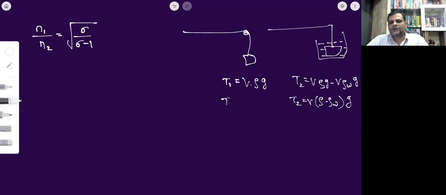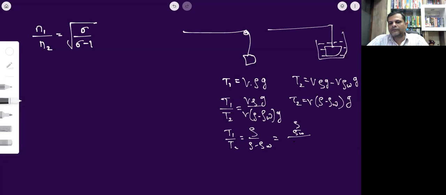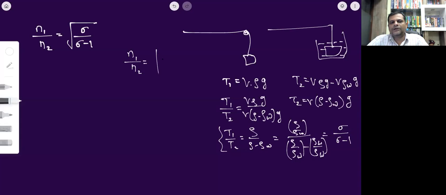And hence here we can get T1 upon T2 simply equal to v rho g upon v into (rho minus rho w) into g, so that g gets cancelled, v gets cancelled, and we are left with T1 upon T2 equal to rho upon (rho minus rho w). If we divide the whole thing by rho w, we get rho upon rho w over rho upon rho w minus rho w upon rho w, so that rho upon rho w becomes the relative density, denoted by sigma, and hence we get sigma upon sigma minus 1. This is the ratio of T1 to T2, which is to be put here because we already know that n1 upon n2 is going to be equal to root of T1 upon T2. If T1 upon T2 is this, then we can just replace it and get the final answer.